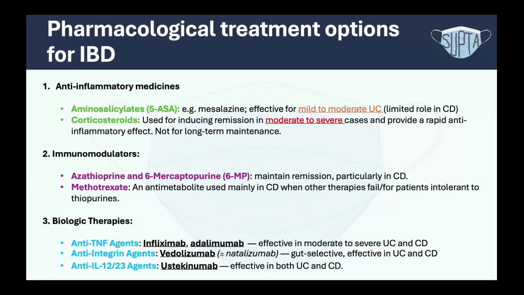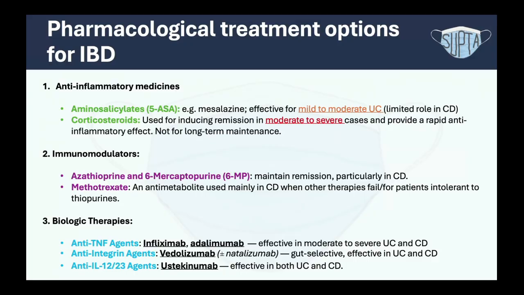Building on our discussion of management strategies, now let's take a look at some pharmacological treatment for IBD, starting with anti-inflammatory medicines. As I mentioned, ASA, like mesalazine, is a key example. They are primarily used for mild to moderate ulcerative colitis. They work topically on the bowel lining to reduce inflammation.